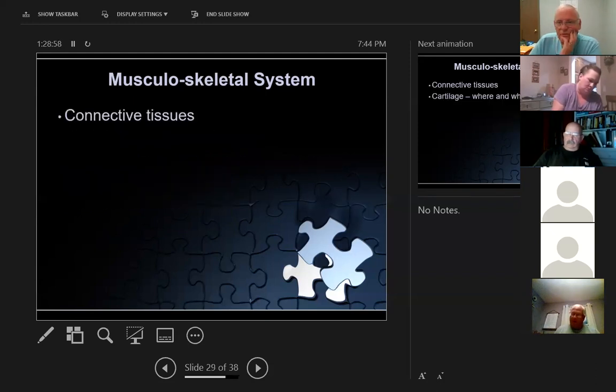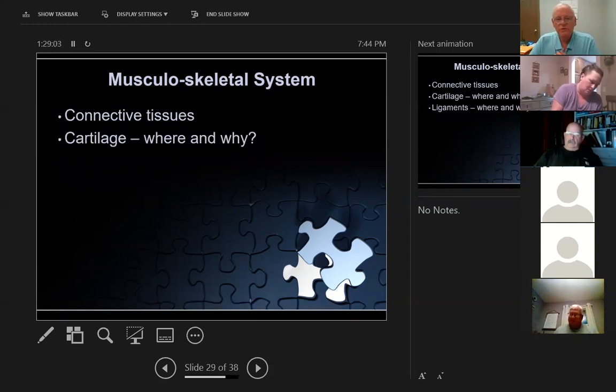We also, as part of the musculoskeletal system, have connective tissues. So the first one is cartilage. Where do we find cartilage and what does it do for us? Well, cartilage is found at the ends of bones, or where bones come together. And what it does for us is it cushions that connection, okay? For example, on the sternum, we have the xiphoid process at the very bottom, which is cartilage. It's not connected to anything, it's just at the end of the sternum.